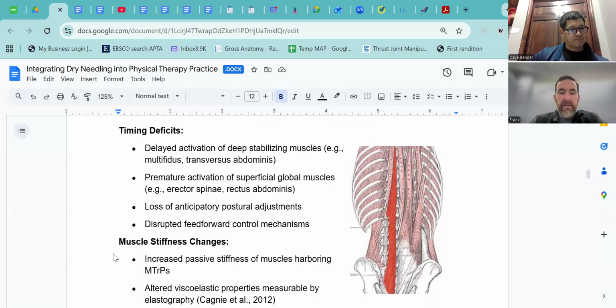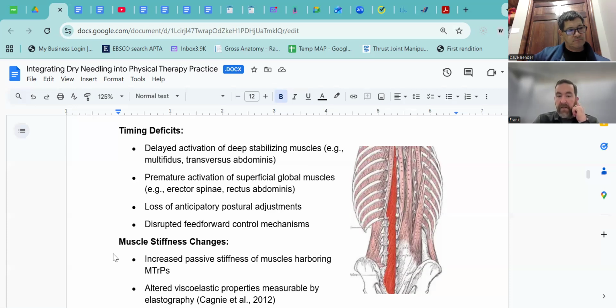So you tend to have these timing deficits, especially for that first patient, with delayed activation of the deep system. The multifidi and the transverse abdominis take a little bit too long to turn on. At the same time, you have premature activation or even just generalized increased continuous tone of the superficial muscles. Those are erector spinae, rectus abdominis. You can even go to the rectus femoris with this too.